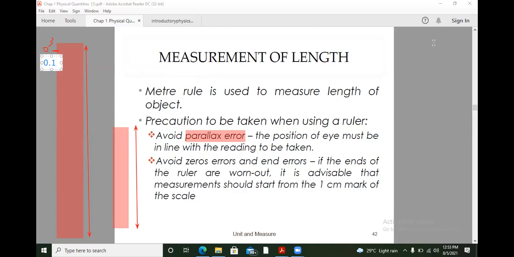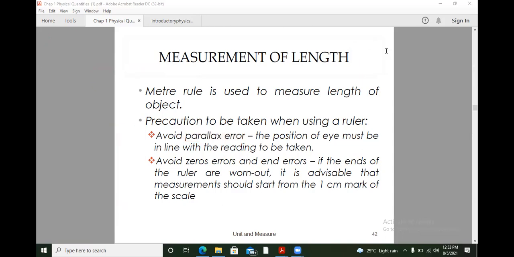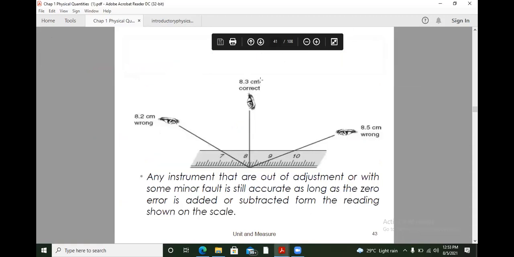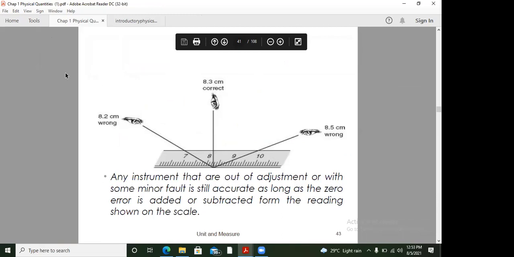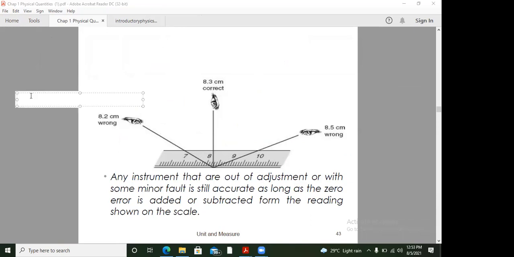So what is the parallax error? I told you to keep in mind the term parallax error. Parallax error. Right? Now look at that. What is the parallax error?